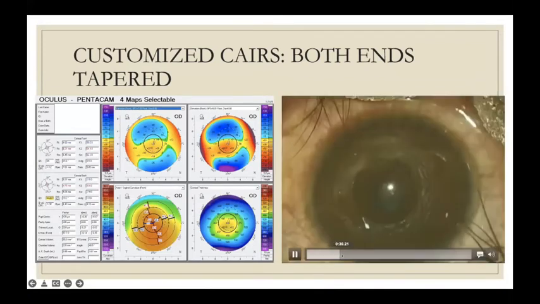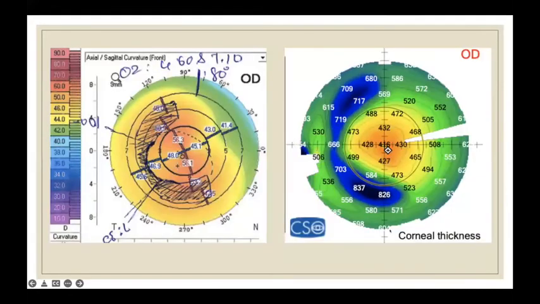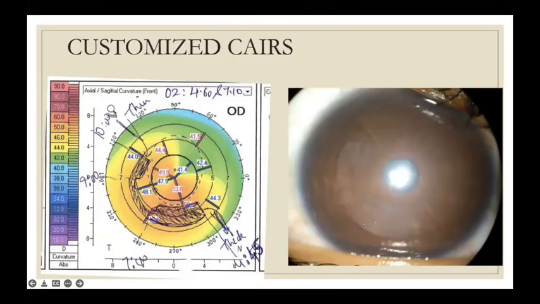So this is a patient where you can see both the ends are tapered and the center is thick. Here is another example where you can see we've been able to match. This is a pachymetric map in the CSO MS39, where we've been able to match exactly what we had planned for the patient, with a thinner central area and thicker two peripheral segments. So it's really easy to customize this.